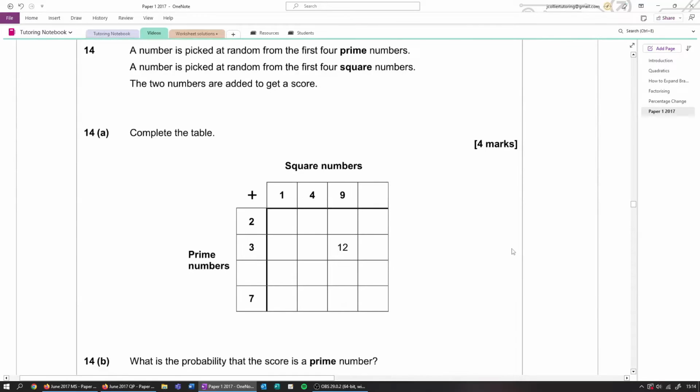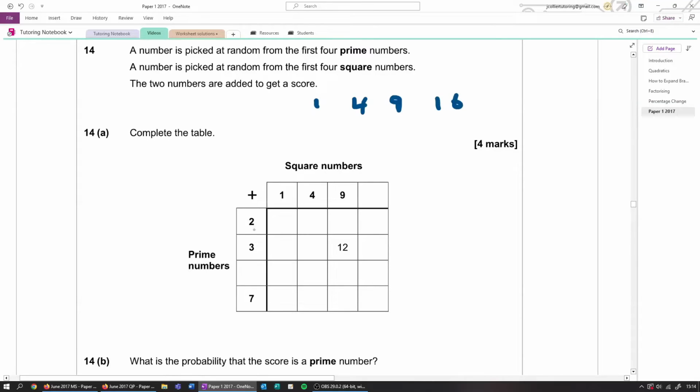So, question 14. A number is picked at random from the first 4 prime numbers. A number is picked at random from the first 4 square numbers. The 2 numbers are added to get a score. So what are the first square numbers? 1 squared is 1, sorry, definitely not 4. 2 squared is 4. 3 squared is 9. 4 squared is 4 times 4, which is 16.